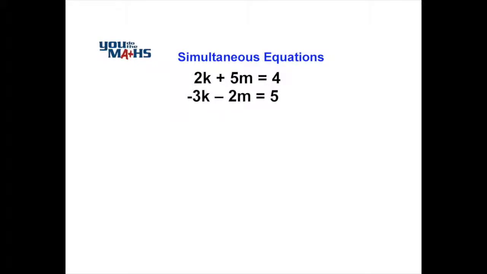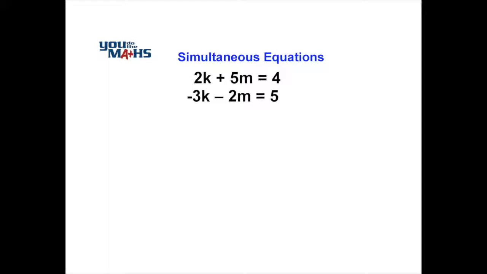To solve simultaneous equations, we're looking for values of k and m that satisfy both equations. It appears as though the elimination method would be the best way to solve these equations because the k and m are together on the same side of the equations.